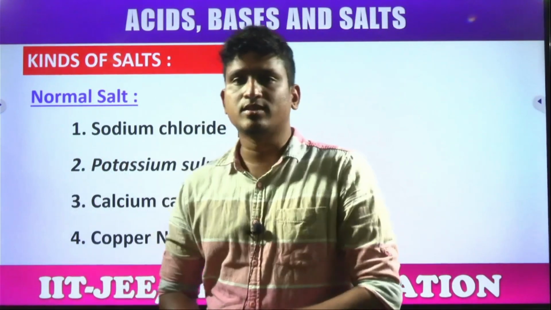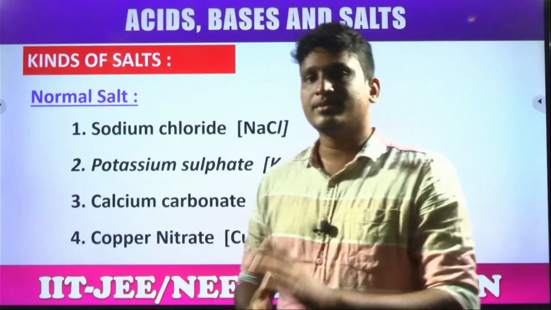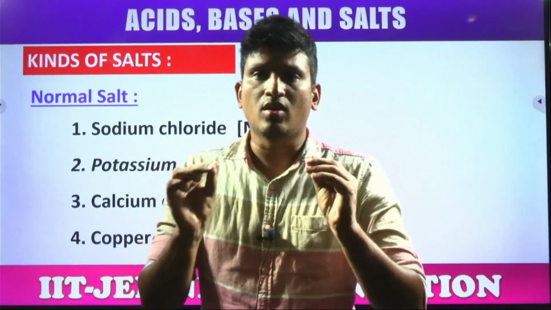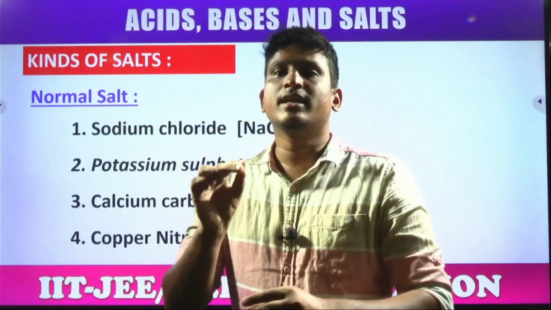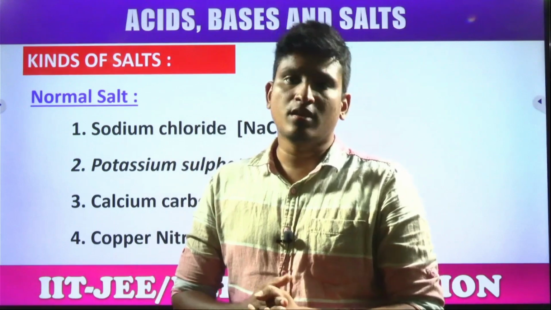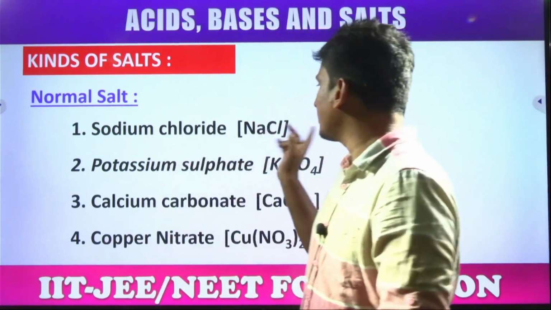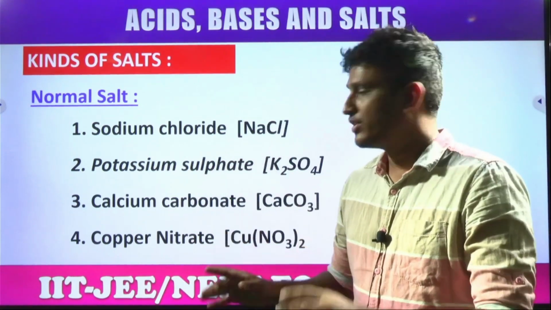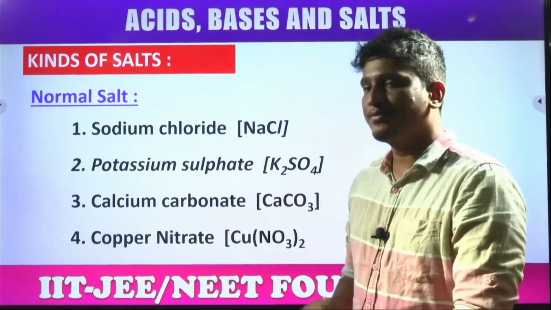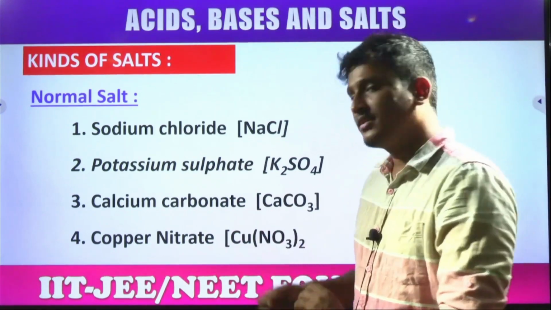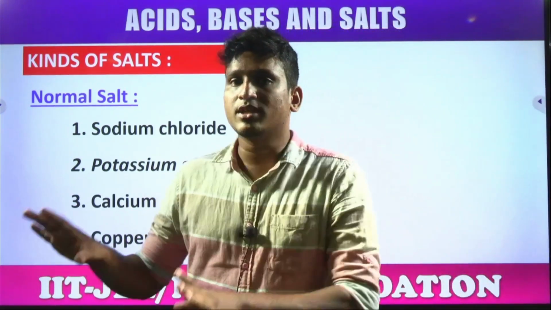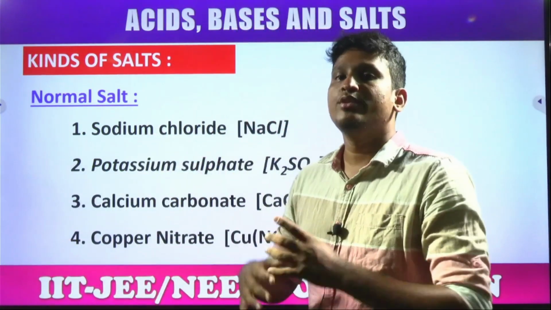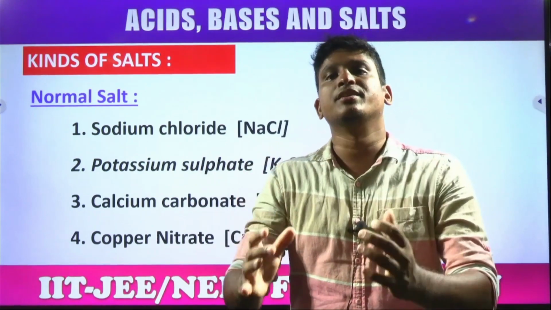So first, normal salt. Students, here mainly we have three types of salts: normal salt, acidic salt and basic salt. Normal salt means the salt which is obtained by the complete replacement of hydrogen ions. That means if you check the formula of sodium chloride, do you find any hydrogens in the formula? No. Do you find any hydrogens in potassium sulfate, calcium carbonate, copper nitrate? No. That means these are the salts which are produced by the complete replacement of hydrogen, so they do not contain any replaceable hydrogen ions.